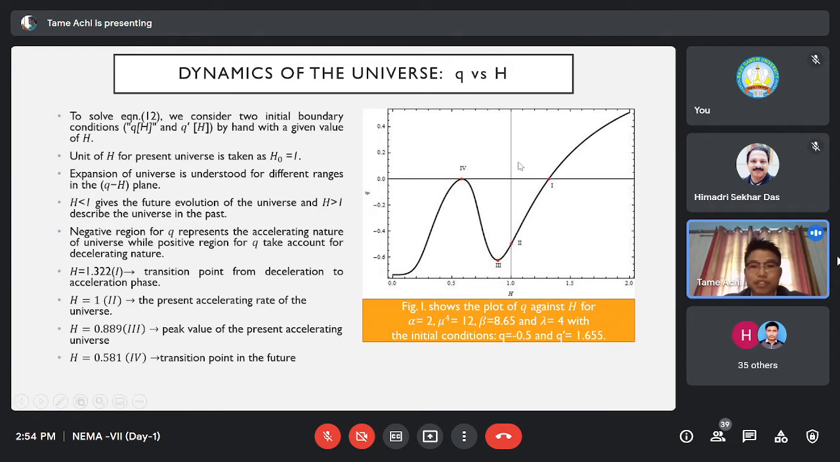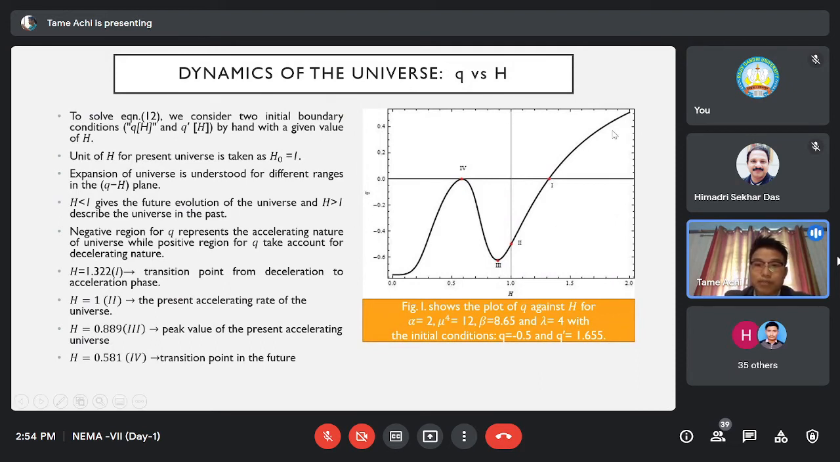This graph is a Q versus H plane. Since Q is the deceleration parameter, positive Q represents the deceleration of the universe, and negative Q represents the accelerating part of the universe. The nature of the curve is obtained by putting the coupling parameters alpha, mu, beta, and lambda to be 2, 12, 8.65, and 4 respectively. So this is what we have got.